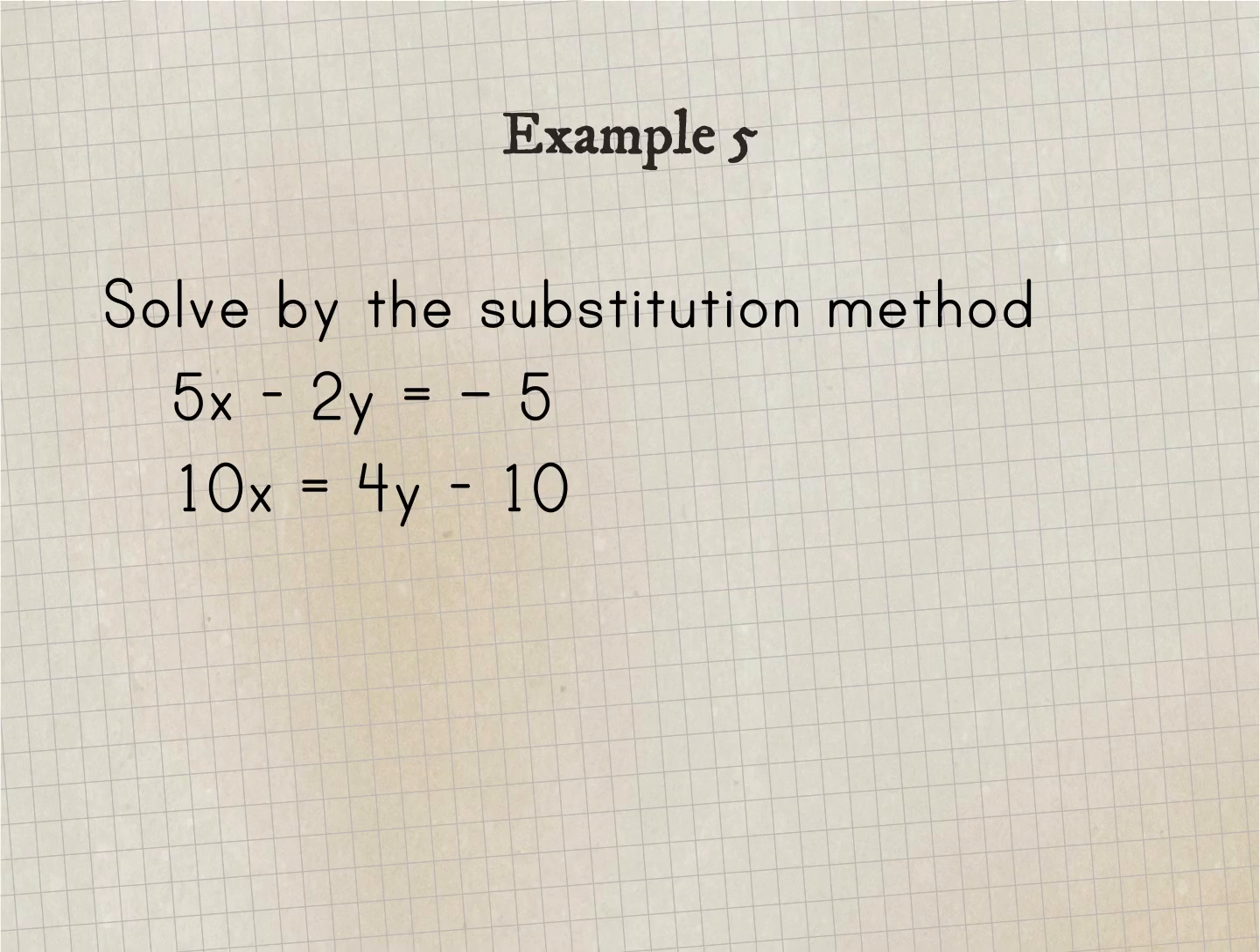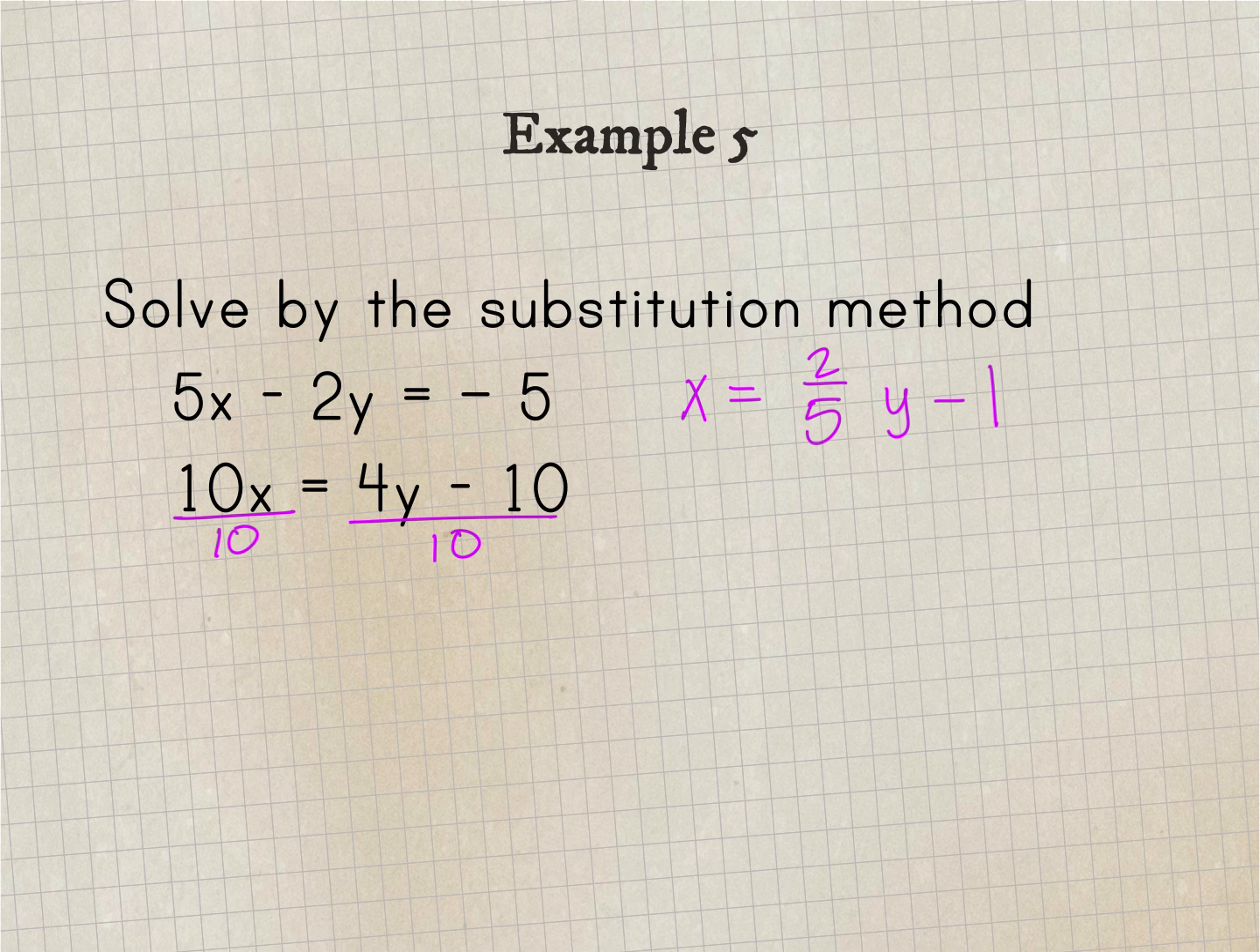All right, looking at 5 solving. I would go ahead and take the bottom one. Why? Because x is already on one side. How would I get rid of this 10? Good, I'm going to divide both sides by 10 because it's 10x, that's multiplication. I'm going to do the opposite, which is division. So I'm dividing all sides by 10. I'm going to have x equals 4 over 10, which could be simplified to 2 over 5y minus 1.